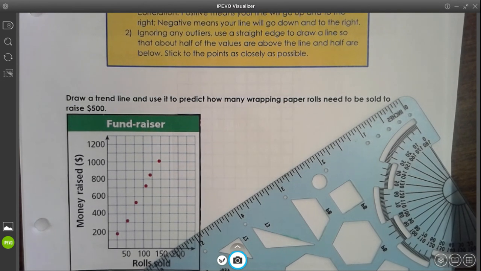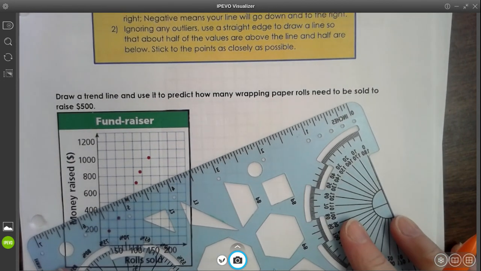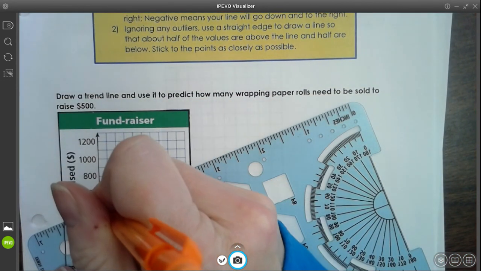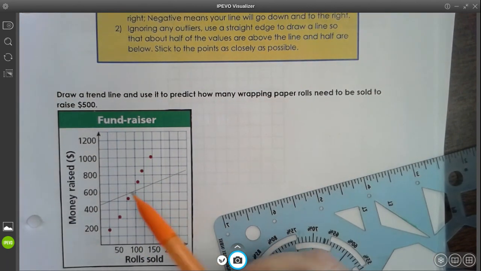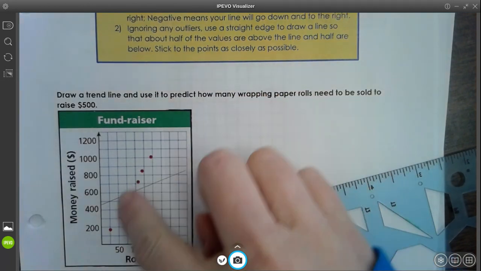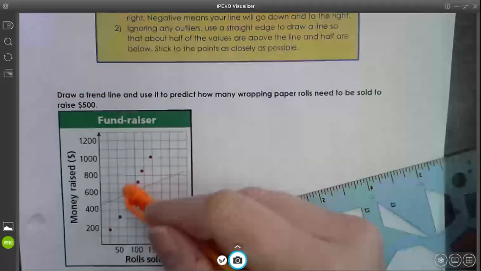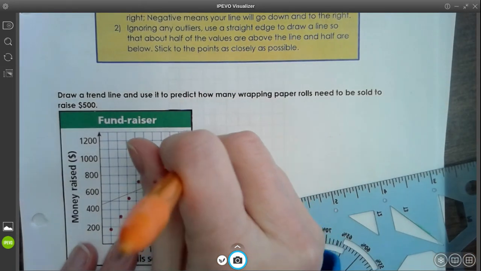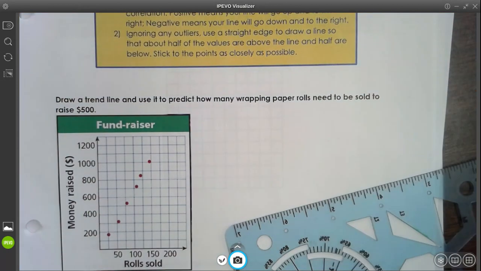So I'm going to draw one in pencil just to show you. So here's going to be a positive trend line where about half of the points are above and half are below. But this is not a good trend line. And the reason is because it doesn't closely follow as many points as possible. I want this line to hit as many of the points as I can, okay? So I'm going to erase that. Not a good trend line.